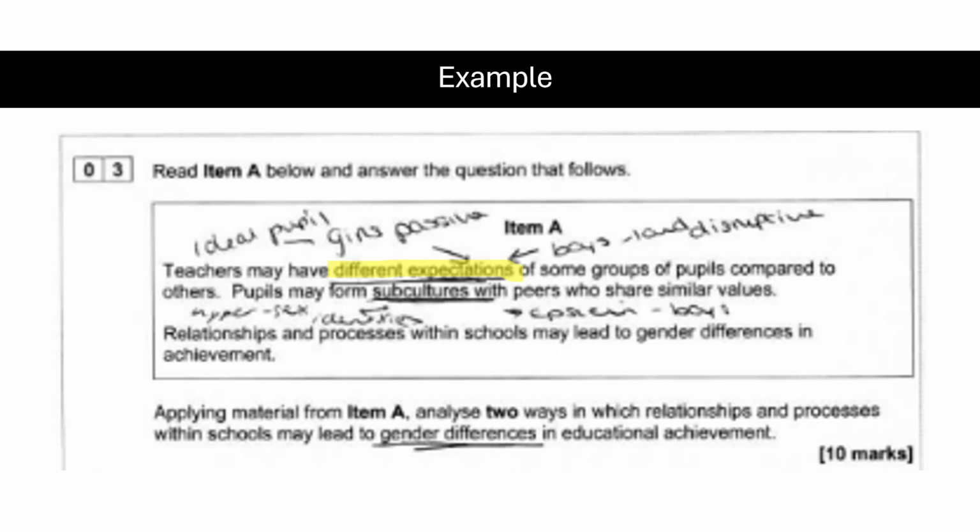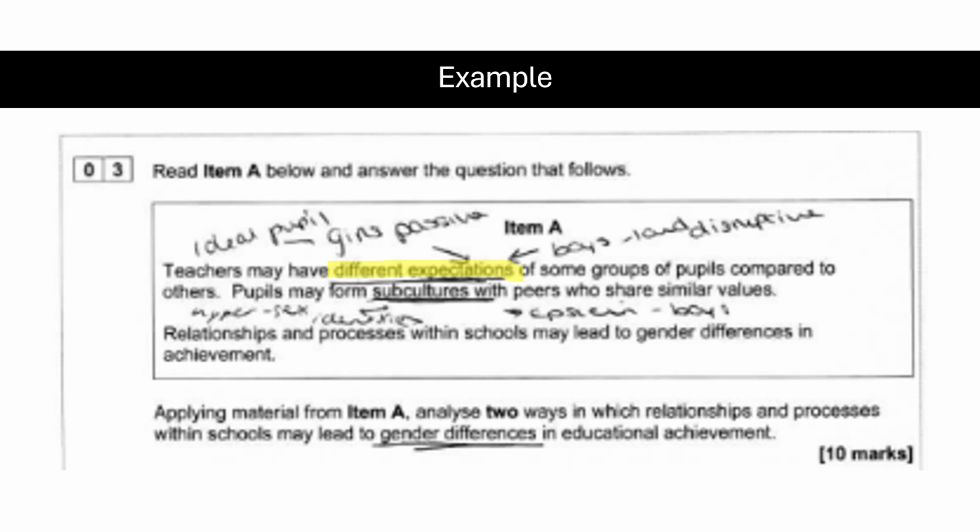So 3 or 4 sentences in an item. Let's have a look at the question then. Apply material from that item, analyse 2 ways in which relationships and processes within schools may lead to gender differences in educational achievement. So that's the question, and the answers are in the hook, or at least hints in the item that they want you to hook onto.